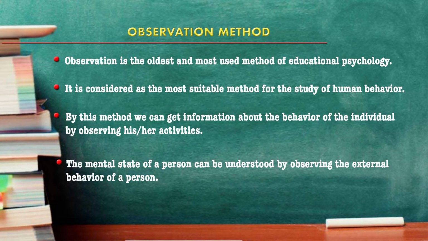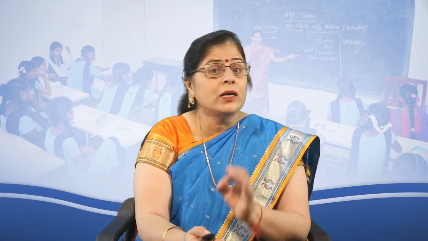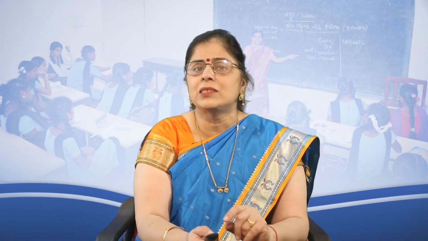The mental state of a person can be understood by observing his external behavior, whether he is feeling angry, whether he is very happy. So when you see the external behavior of the person, you try to understand what exactly is his mental state.